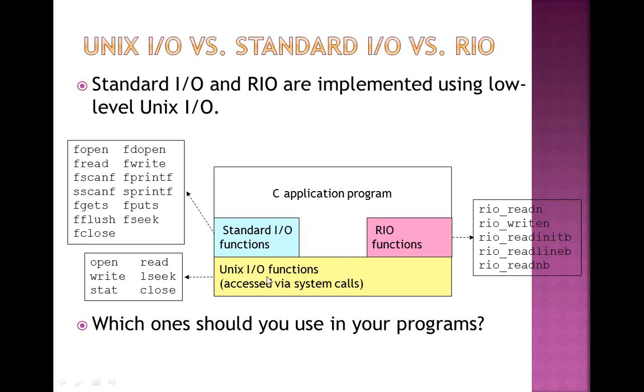Then this is the Unix input output function that is common to both, used as an implementation for both standard input output and the RIO functions. Then there is a C application program. If I compare all three, the Unix input output and the standard input output are different, but the standard input output and the RIO are the same, and they are implemented using the Unix input output.